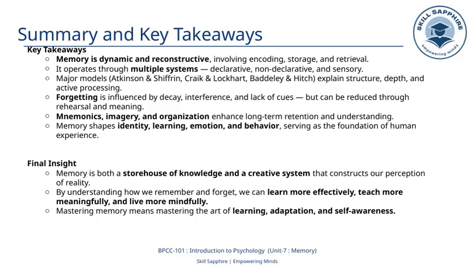First, memory is a dynamic and reconstructive process, meaning it's not just about storing information, but actively shaping and reshaping what we remember through encoding, storage, and retrieval. It operates through multiple systems, including declarative memory, which involves facts and events, non-declarative memory like skills and habits, and sensory memory that briefly holds sensory information. Several major models, such as those by Atkinson and Shiffrin, Craik and Lockhart, and Baddeley and Hitch, help us understand the structure of memory, how deeply we process information, and how active processing enhances our retention.